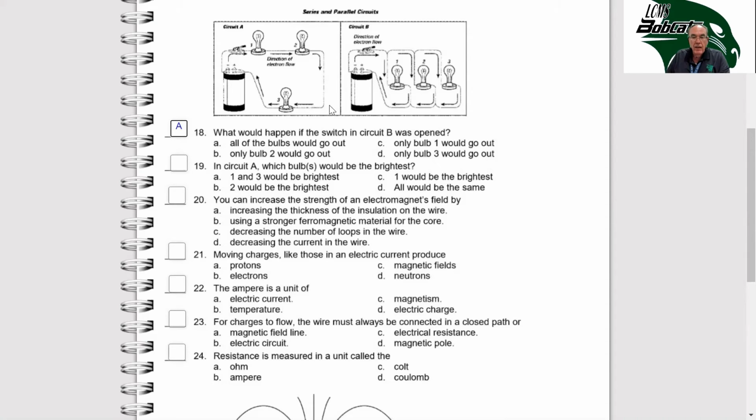In circuit A, over here, this series circuit, which bulb would be the brightest? Well, the one where the electrons get to it first. So it would be 1.